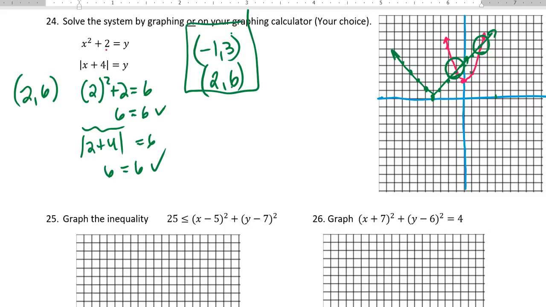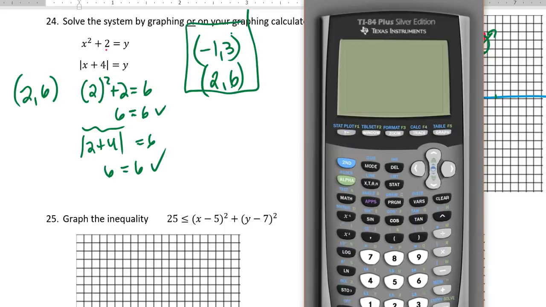So let's get those graphing calculators out. If I go to my grapher, I'm going to clear anything that's there, and I'm going to enter both equations. My second equation, though, is an absolute value. So I want to show you that function in case you haven't seen that.